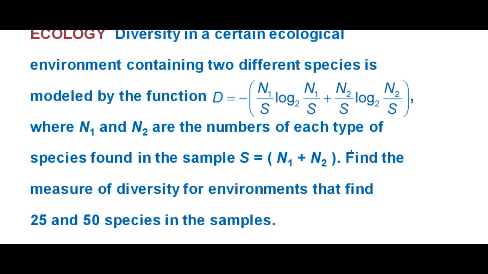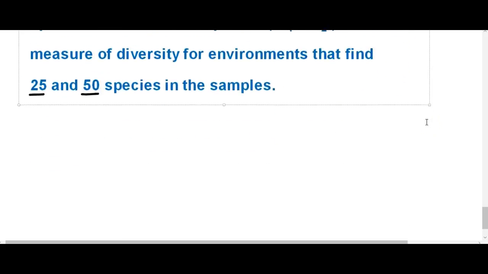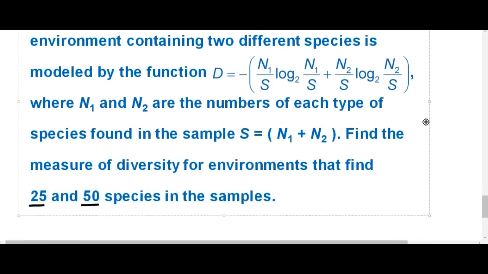So let's go all out here with a word problem involving this type of thing. We have a function d equals this, and we have n1 and n2 are the numbers of each type of species. So let's say we find 25 and 50 for n1 and n2. So we would put 25 in for n1 and 50 into n2. So let's set this up here, if I can scroll down enough.